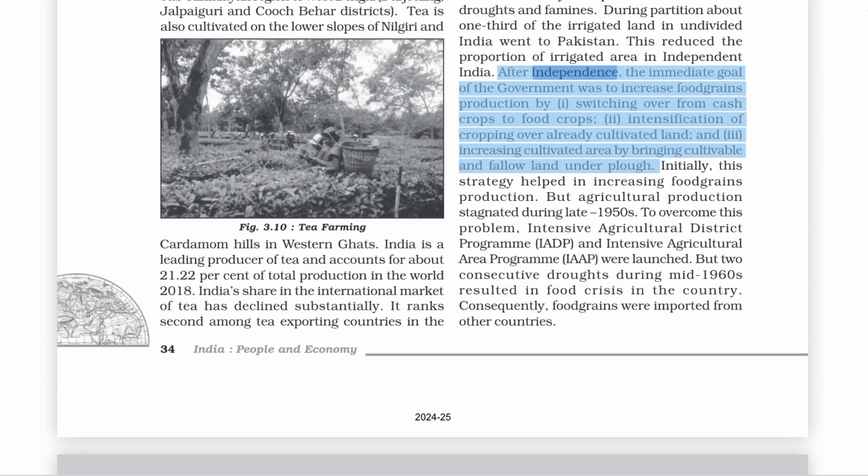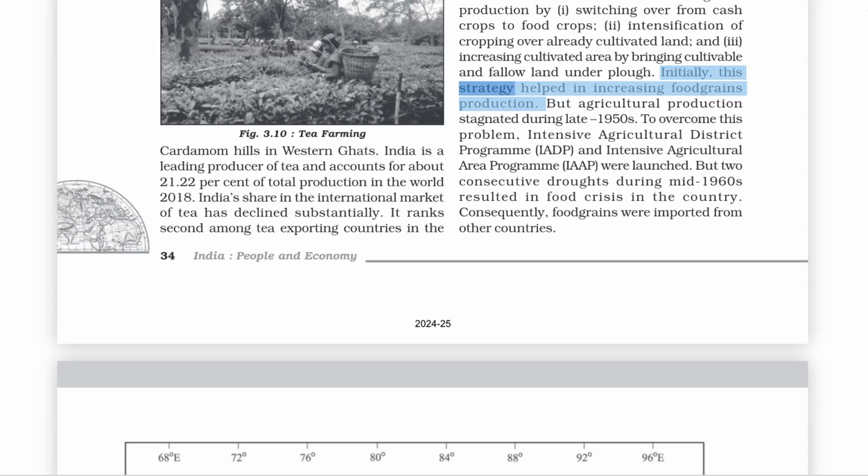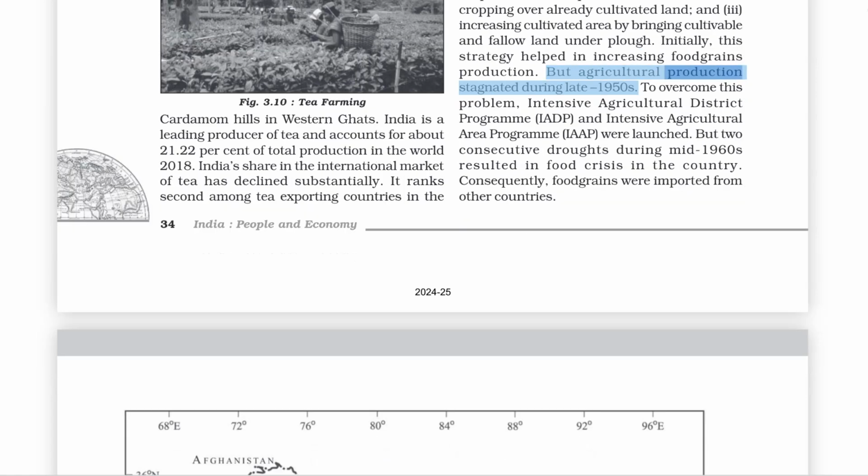After independence, the immediate goal of the government was to increase food grains production by 1. Switching over from cash crops to food crops, 2. Intensification of cropping over already cultivated land, and 3. Increasing cultivated area by bringing cultivable and fallow land under plow. Initially, this strategy helped in increasing food grains production. But agricultural production stagnated during late 1950s.